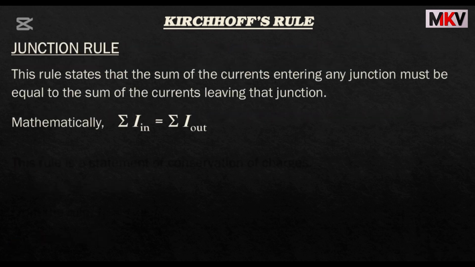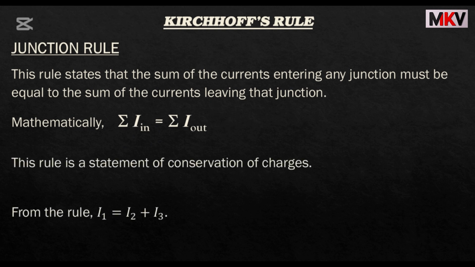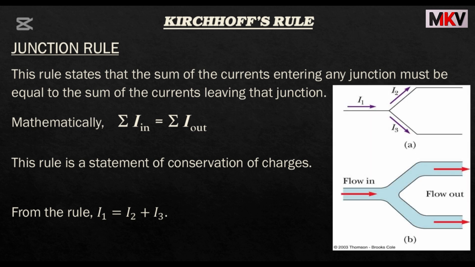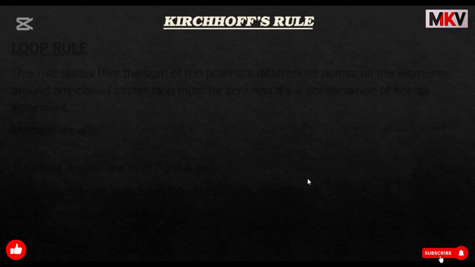For the junction rule, the rule states that the sum of the currents entering any junction must be equal to the sum of the currents leaving that junction. So we saw earlier on that the current entering the junction should be equal to the current leaving the junction. Mathematically, the sum of the currents entering the junction equals the sum of the currents leaving the junction. And this statement proves conservation of charge. So I1 is entering the junction, and it should be equal to I2 plus I3, because I2 and I3 are the ones leaving the junction. So this is the junction rule.